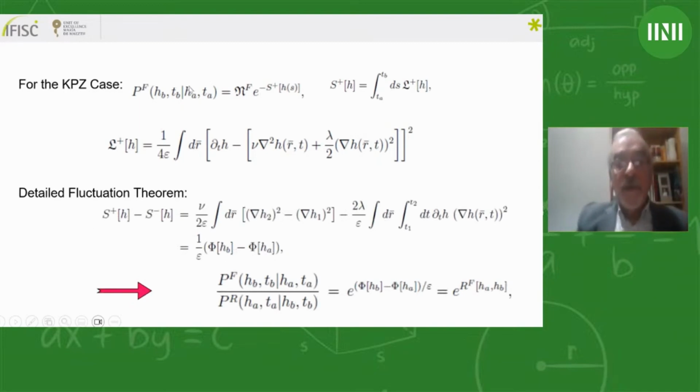So from the ratio between this forward trajectory and the backward trajectory, taking the logarithm, we can obtain the entropy production along this trajectory. This ratio is proportional to the difference of these actions in forward and backward directions, and this term is proportional to the difference of the potential. So the entropy production is directly connected with the potential difference.